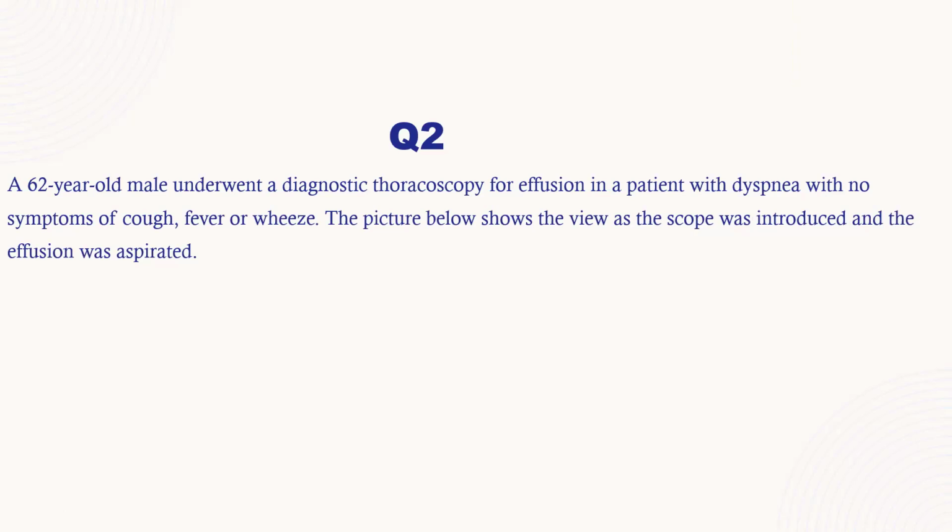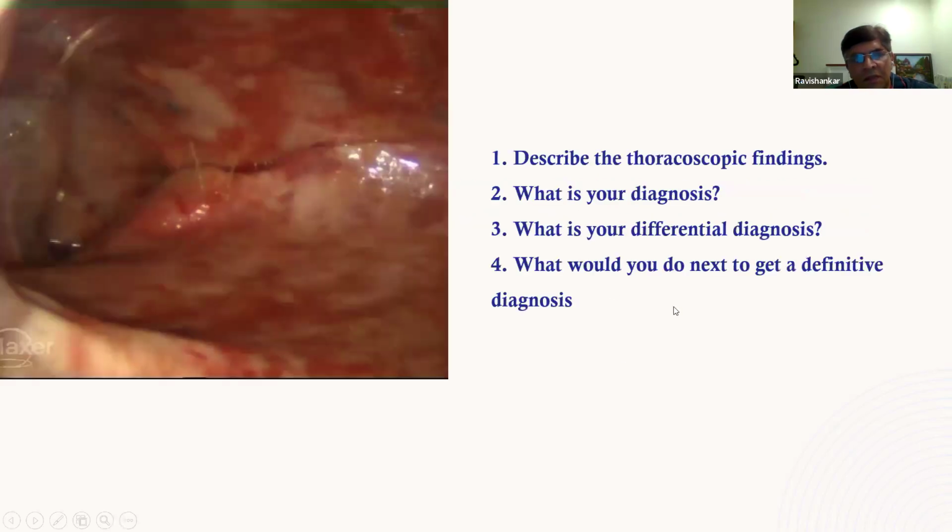Yes, sir. Okay, so a 62-year-old male underwent diagnostic thoracoscopy for a pleural effusion, with symptoms of dyspnea, cough, fever, or wheeze. Okay, show the picture now. Okay, describe the thoracoscopic findings.